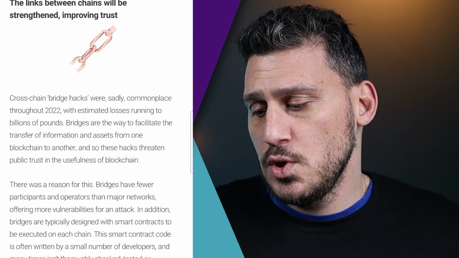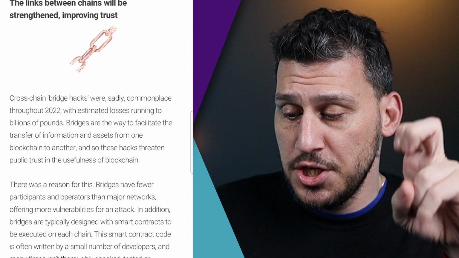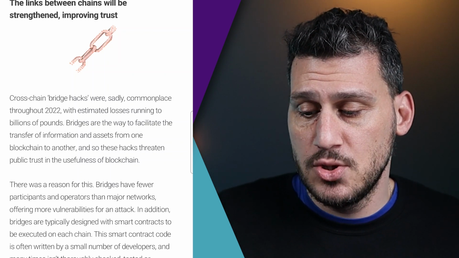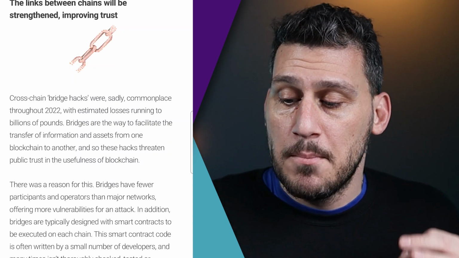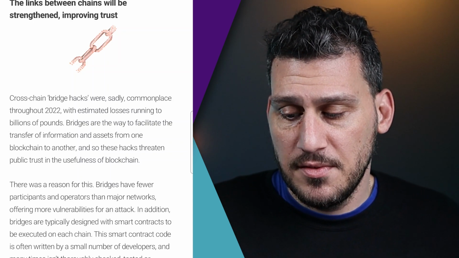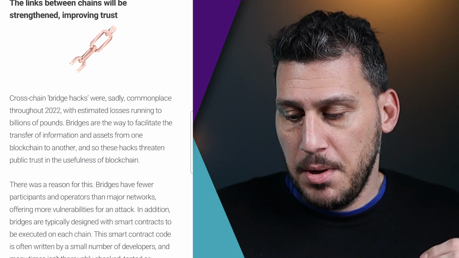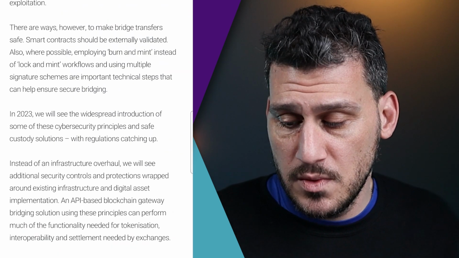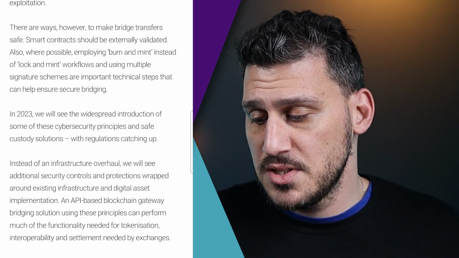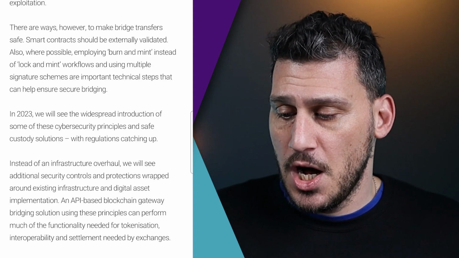Finally, he talks about the links between chains being strengthened, improving trust. Cross-chain bridge hacks were sadly commonplace throughout 2022. The estimated losses running to the billions of pounds. Bridges are the way to facilitate the transfer of information and assets from one blockchain to another. And so these hacks threaten public trust in the usefulness of blockchain. In 2023, we will see widespread introduction of some of these cybersecurity principles and safe custody solutions, with regulations catching up. And he's talking about bridges through smart contracts, so on and so forth.